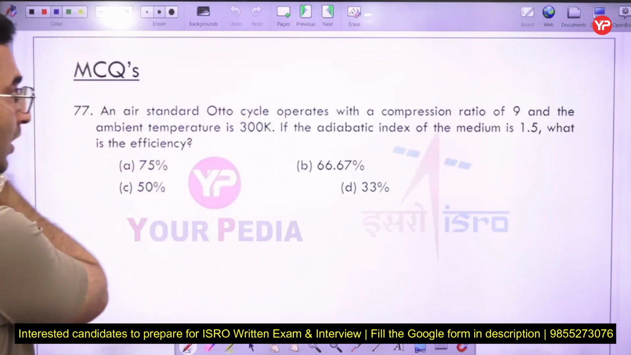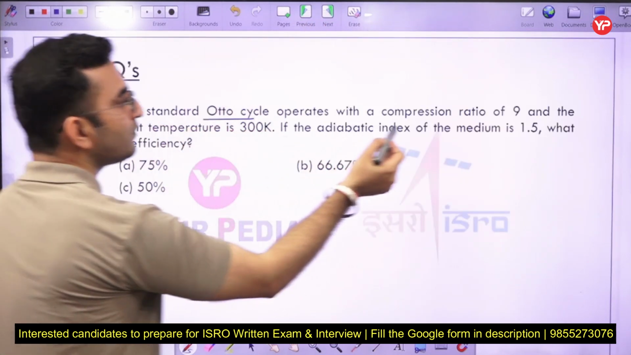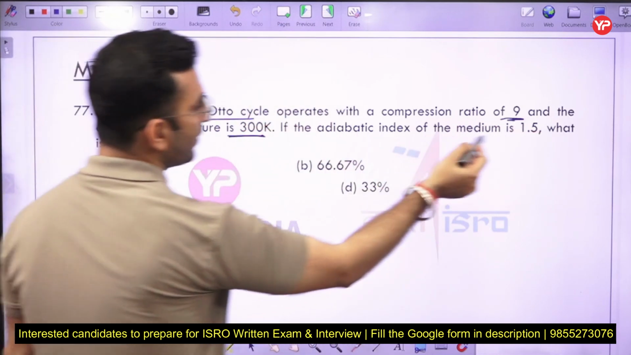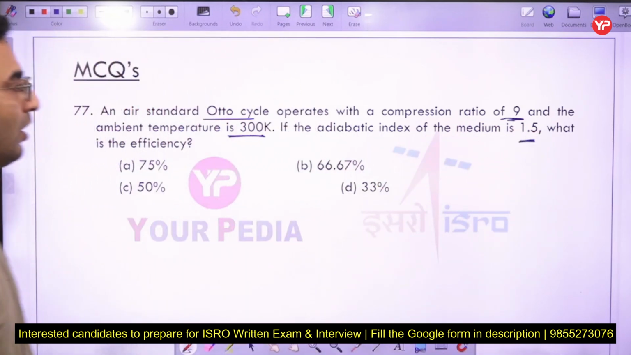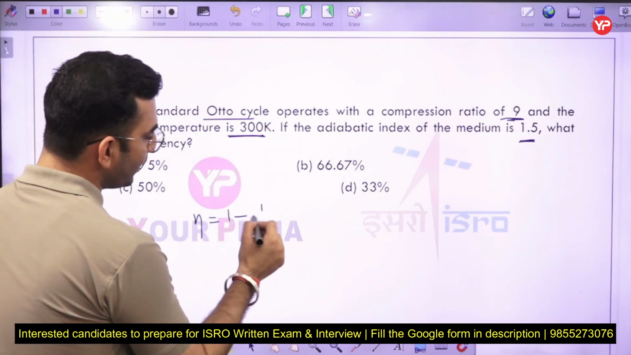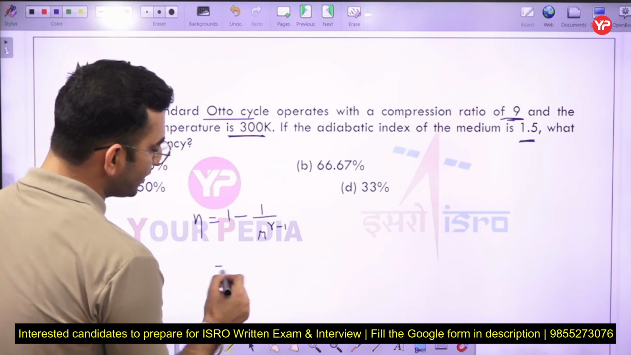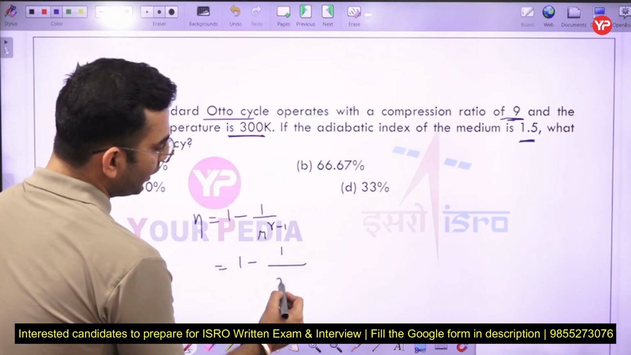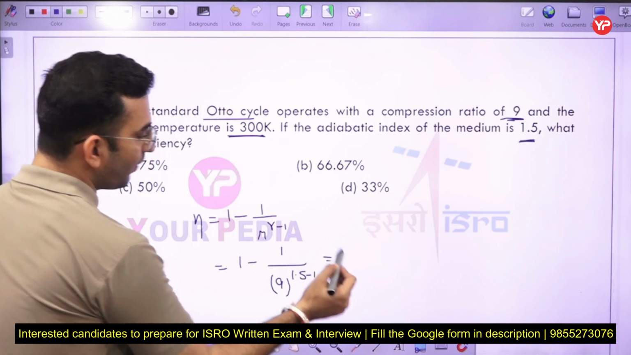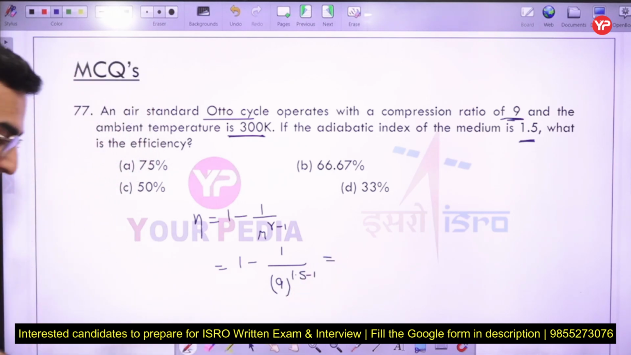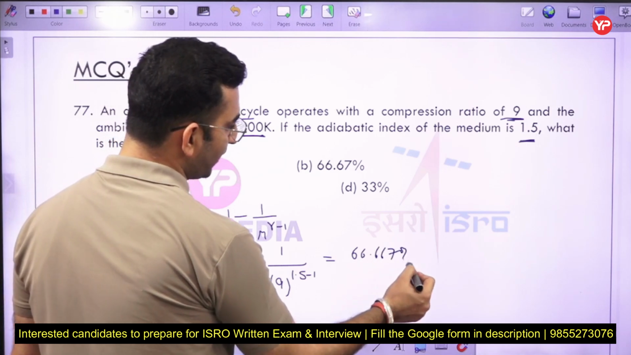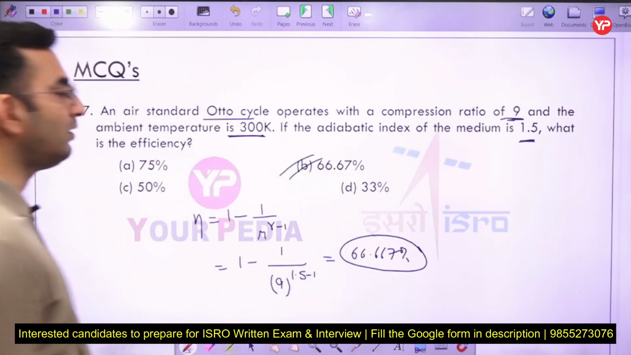Next question. An air standard Otto cycle operates with a compression ratio of 9. Ambient temperature is 300 Kelvin and the adiabatic index of the medium is 1.5. What will be the efficiency here? That's a direct formula based question. In the case of an Otto cycle, we know the efficiency formula is this one. Just put in the value of the compression ratio, that is 9, and the adiabatic index as 1.5 minus 1, and the efficiency will come out to be 66.667%. So option B will be the correct one here.